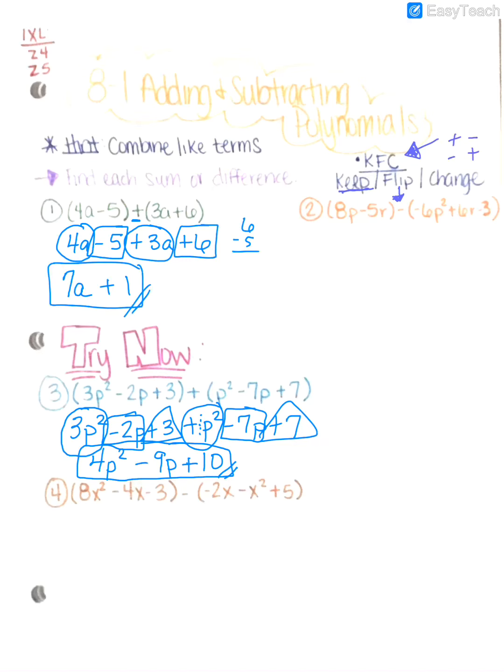So if we're going to go ahead and look at number 2, again, you're going to go ahead and keep this exactly as it is. And we're going to go ahead and get rid of those parentheses.